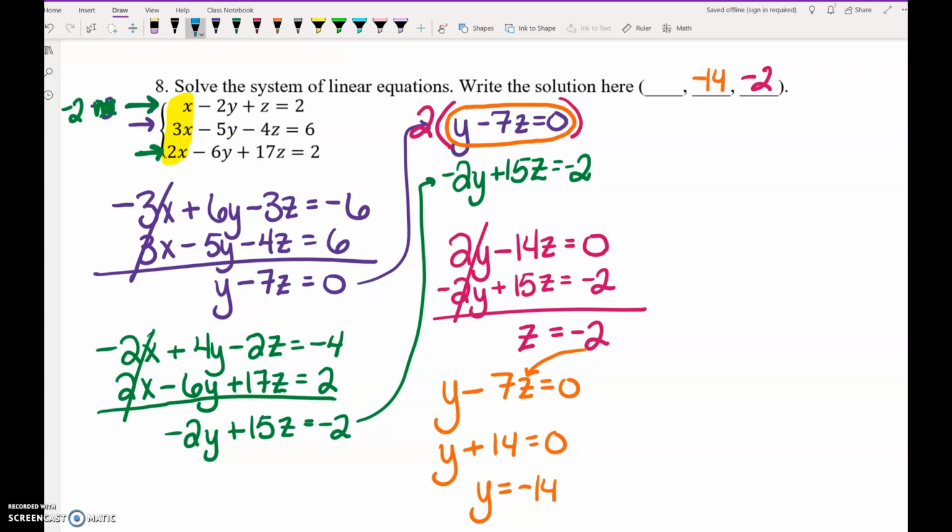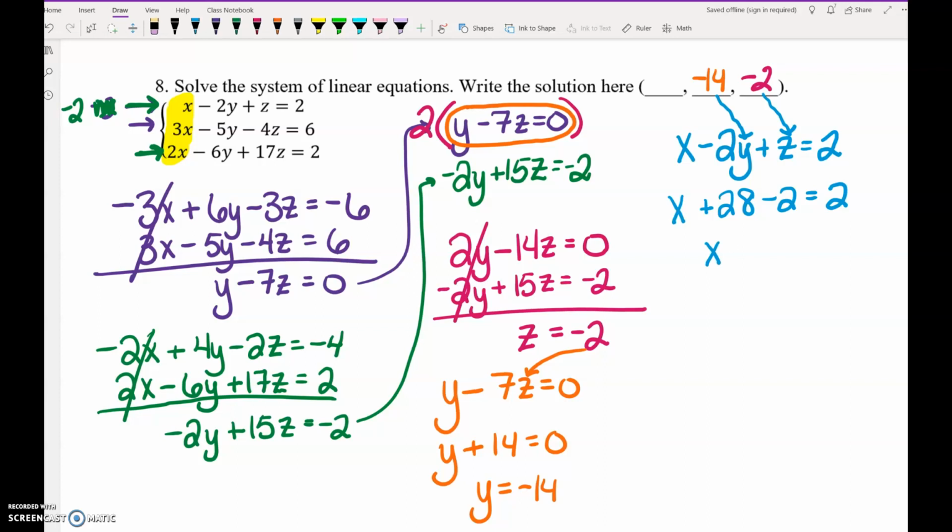Then we need to pick an original 3-variable equation, whichever one looks the easiest. I think the top one looks the easiest. We're plugging negative 14 into the y, we're plugging negative 2 into the z. So negative 2 times negative 14 is positive 28, minus 2. So x plus 26 equals 2. x equals negative 24.